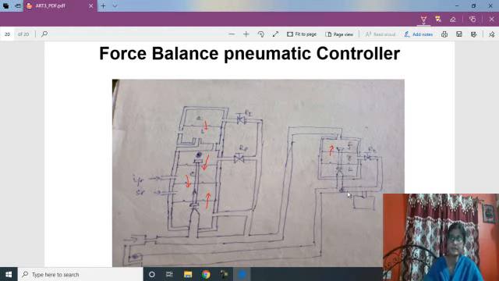So finally, the output from the flapper nozzle unit and pneumatic relay, the output from this relay unit, is the PID control action. So this is the force balance type pneumatic controller. That's all about pneumatic control systems. In the next class, I will discuss electronic controllers.